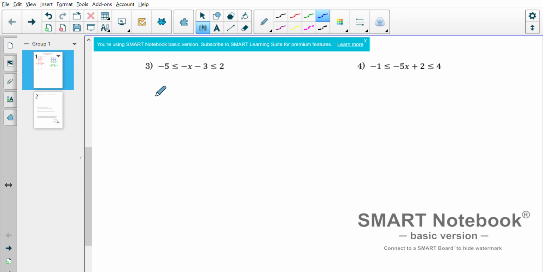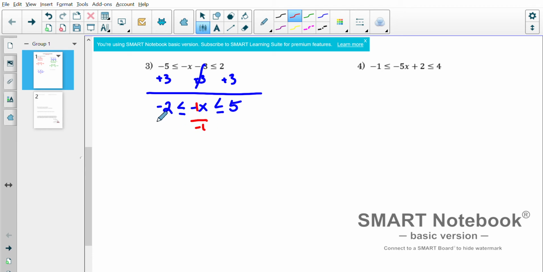So as we take a look at number 3 here, inverse operations. The inverse of minus 3 is to add it to both sides, or all 3 sides. -5 plus 3 is -2, less than or equal to. Inverses cancel. -x, less than or equal to. 2 plus 3 is 5. Now, hopefully you remembered, if you have a -x, it's really like a -1x. So -1 times x, the inverse is to divide by -1.